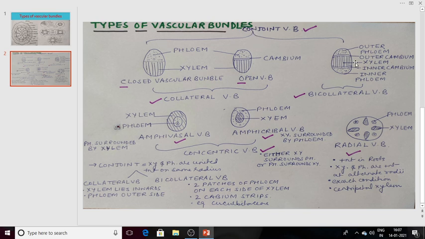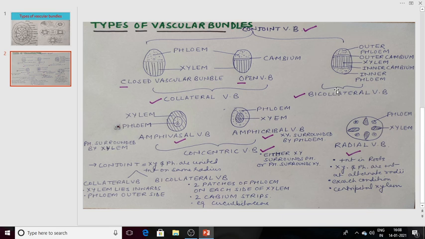Now the second type of conjoint vascular bundle is this. As you can see here, there are two strips of cambium. This strip of cambium, which is situated towards the periphery, is known as the outer cambium, and this other strip is known as the inner cambium. In between these two cambium strips, the shaded region represents the xylem tissue. Outside the outer cambium a patch of outer phloem is present, and here a patch of inner phloem is present. This type of vascular bundle is known as the bicollateral vascular bundle.